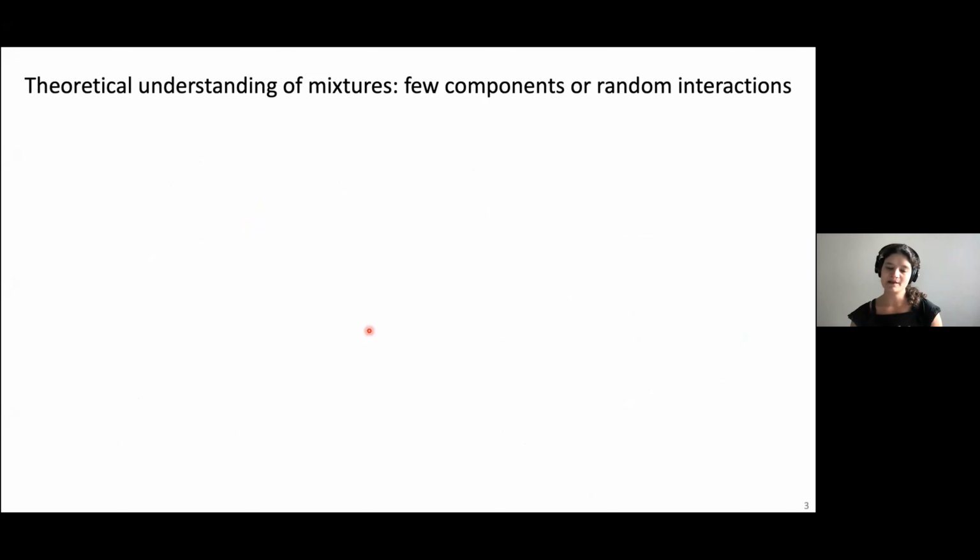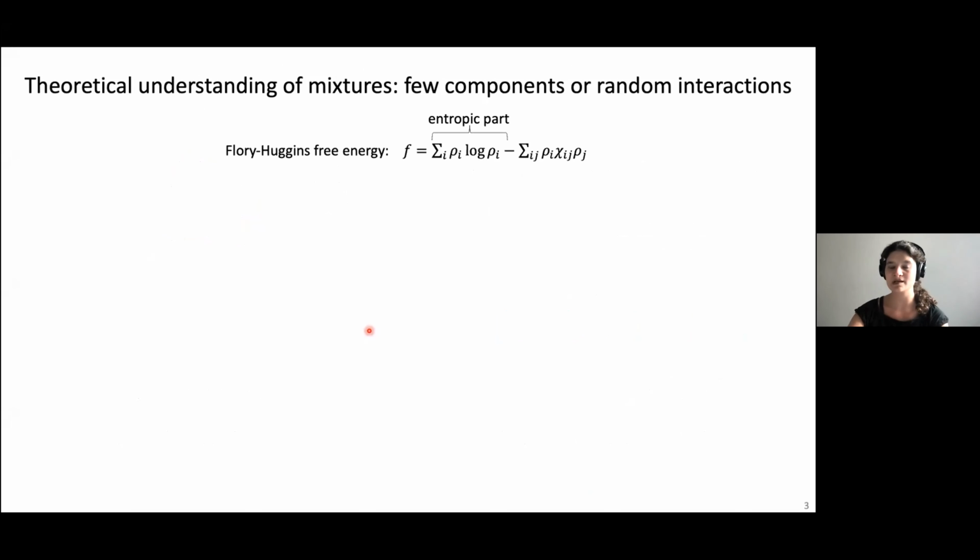Typically, modeling these multi-component mixtures is done in what is called Flory-Huggins theory. This is a mean field description of these mixtures, which takes into account two different contributions: one from the entropy of mixing, and an energetic contribution due to pairwise interactions between components, which are characterized by the interaction matrix chi-ij.